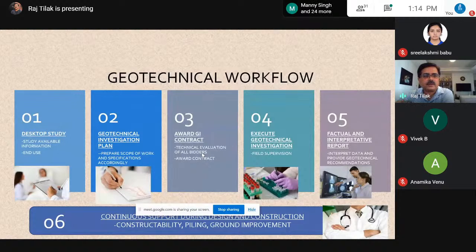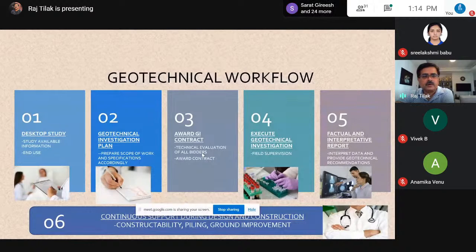Then you plan your investigations. You see, it is quite resembling with how doctors work, where they take your medical history and then they give the prescription, and this is what a geotechnical investigation plan is. You prepare a scope of work and specifications, and the work will be done as per that. So this is where your key role is very important, and you will have to understand what is the end use of that particular planning that you are doing.